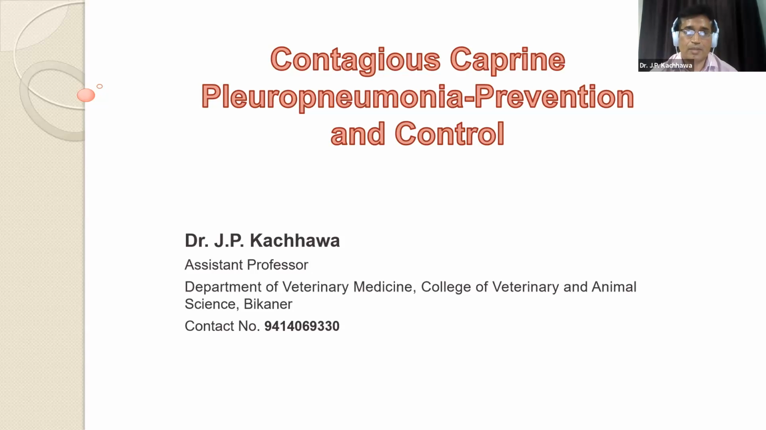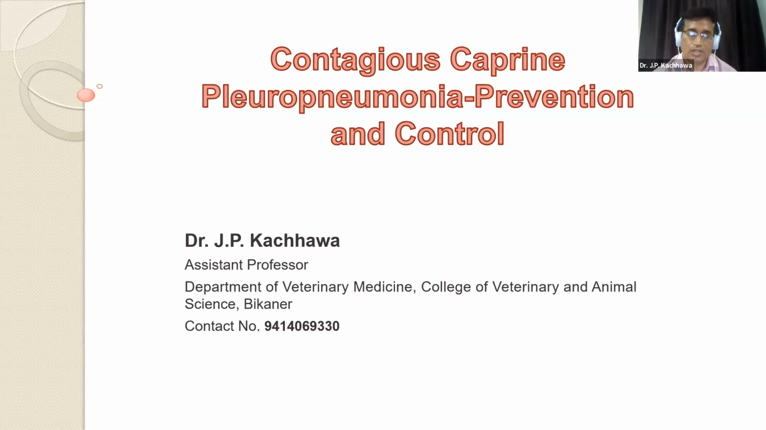One is upper respiratory tract disease, like nasal polyp, rhinitis, granuloma, tumors, or pharyngeal and laryngeal paralysis. And the other one is disease of the lower respiratory tract, like tuberculosis, CCPP, pasteurellosis, and hemorrhagic septicemia. Out of them, contagious caprine pleuropneumonia, that is CCPP, is a very important disease.